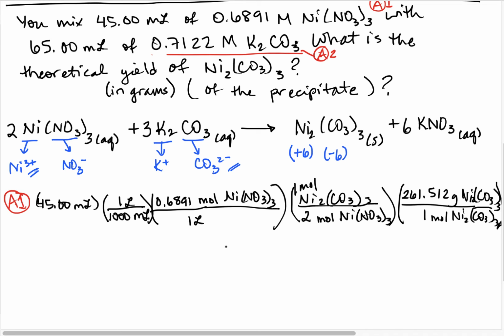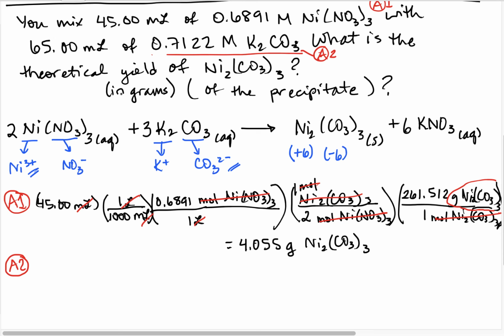And so when I do all that calculation, my milliliters cancel out, my liters cancel out, my moles of nickel nitrate cancel out, my moles of nickel carbonate cancel out, and I am left with grams of nickel carbonate, which is what I want. And when I did this calculation, I get 4.055 grams of nickel carbonate. Now, I've done this once, but this is a limiting reagent problem, so we have to do it again.